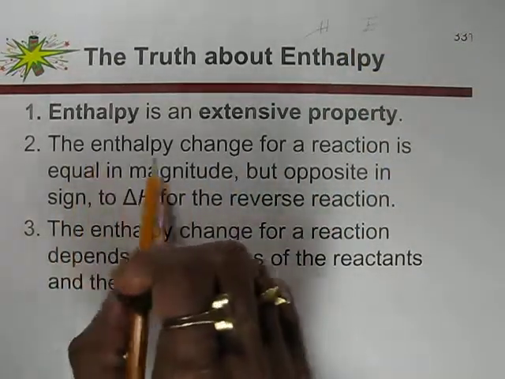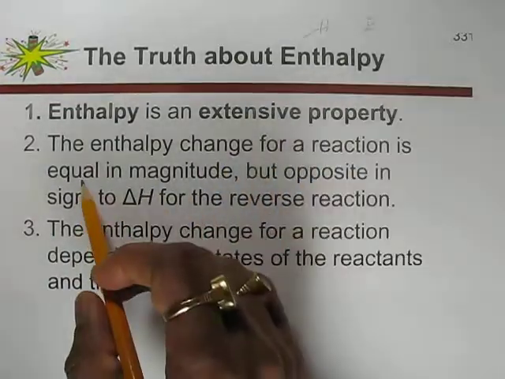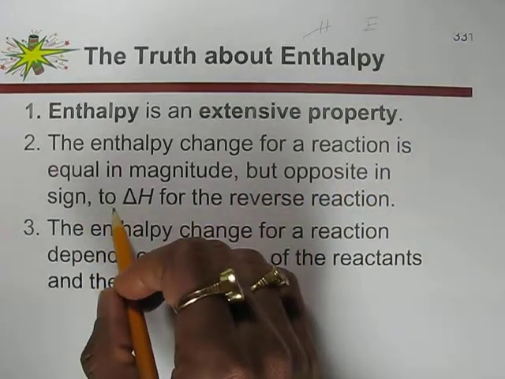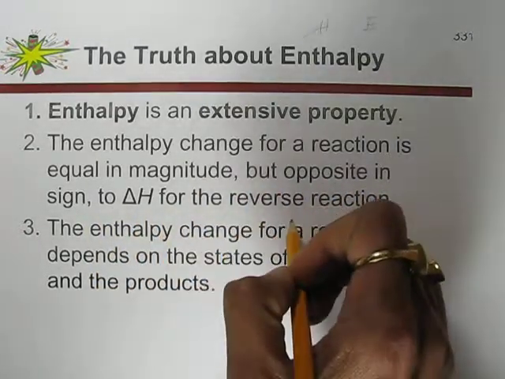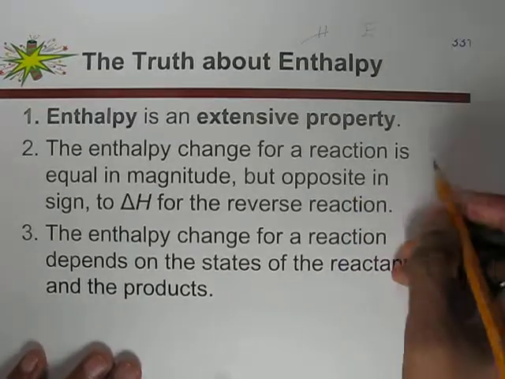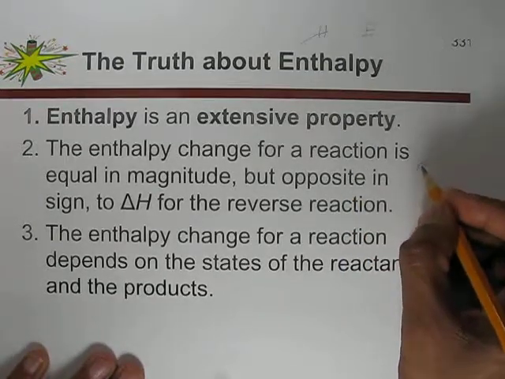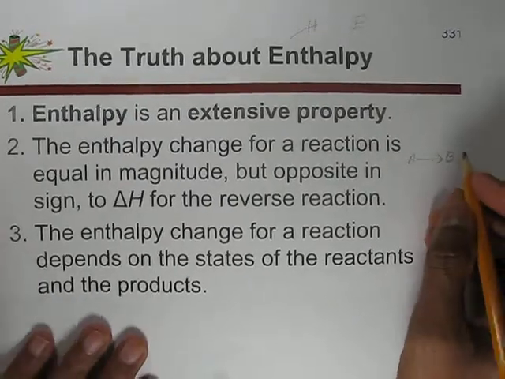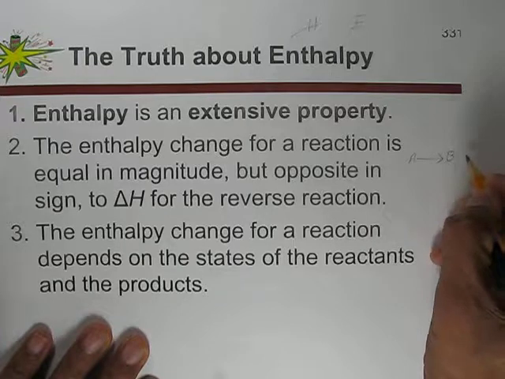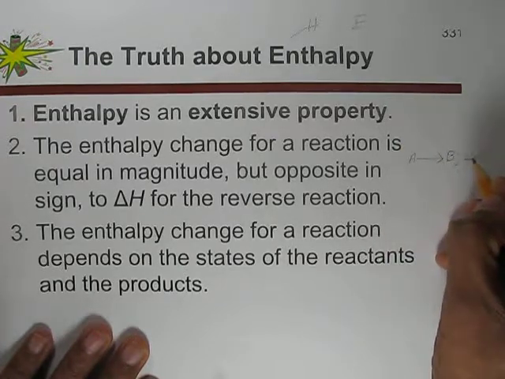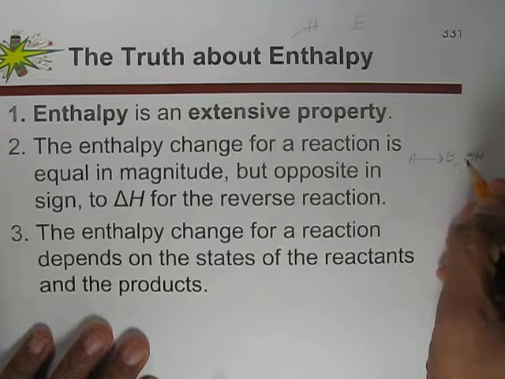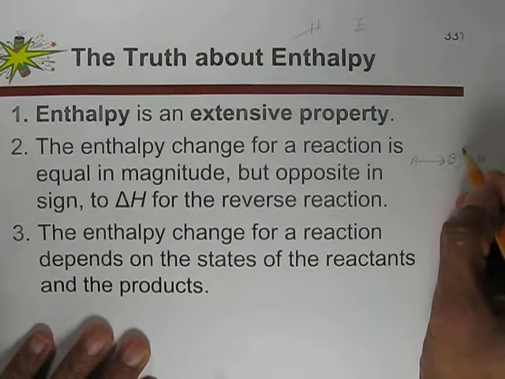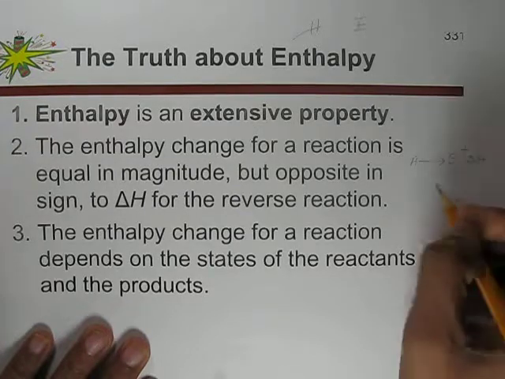Second point, the enthalpy change for a reaction is equal in magnitude but opposite in sign for the reverse reaction. What does it mean? It means if A is going to be changed into B and the total change in enthalpy is delta H, which is positive, because we do not write any positive sign, let's just write positive here.